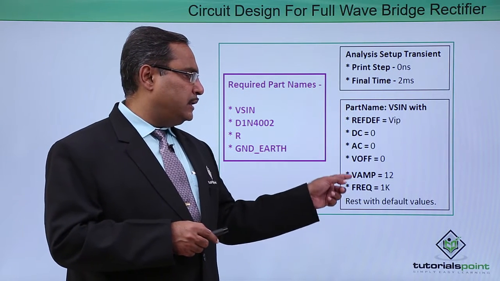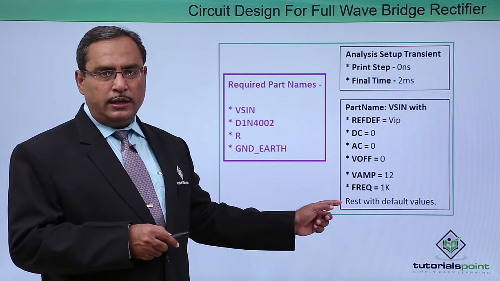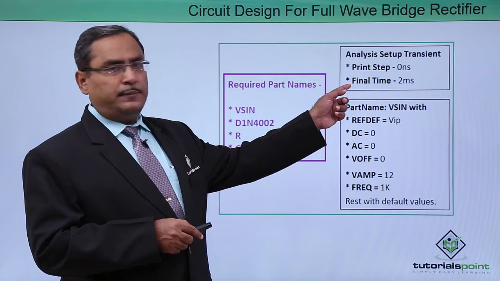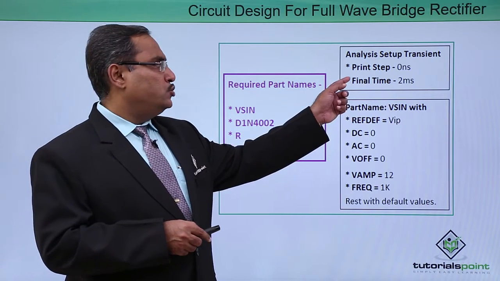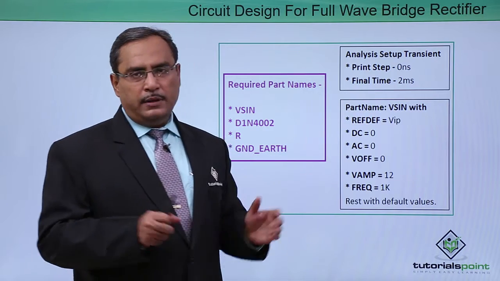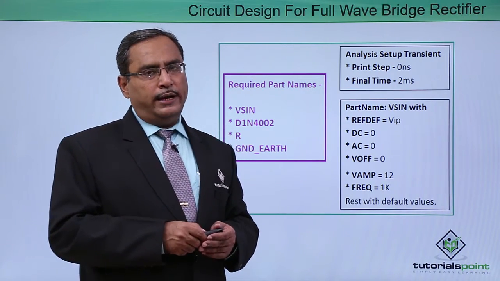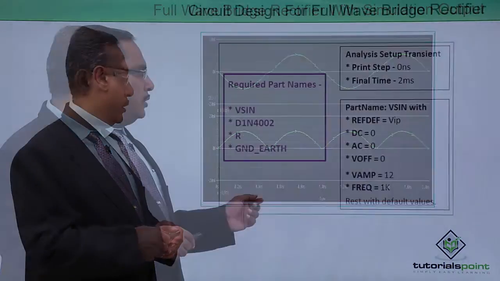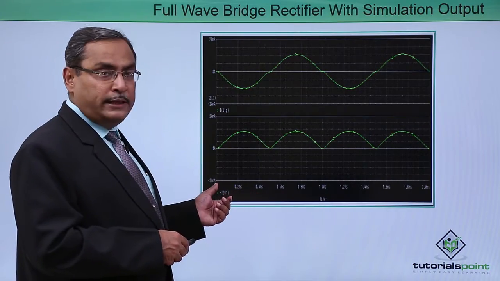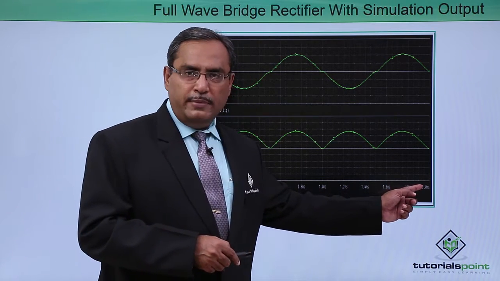These are the respective parameters we have set for the Vsin, and we have listed them in detail. In the analysis setup, transient has to be adjusted. So, the print step is set as 0 nanosecond, and the final time is 2 millisecond. For the 2 millisecond time we shall get the simulation output. In the simulation output, we have this time span ranging from 0 second to 2 millisecond.